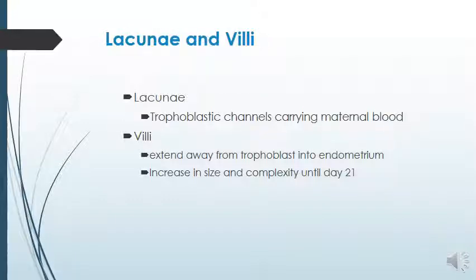As the capillary walls are destroyed in the uterus during the implantation process, maternal blood begins to come through the trophoblastic channels known as lacunae. And finger-like villi extend away from the trophoblast into the endometrium. They increase in size and complexity until around day 21.